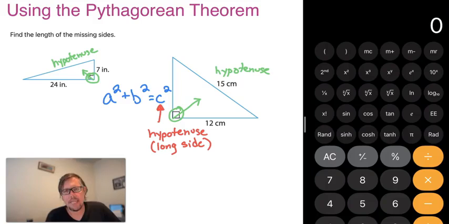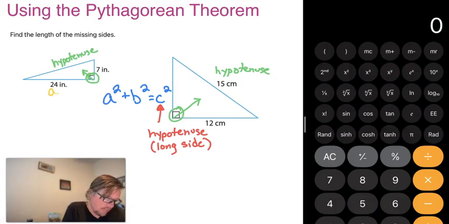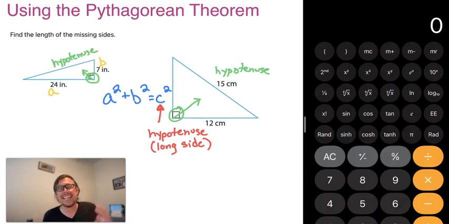As I said, a and b, it does not matter which is which. I could say that 24 is the a and 7 is the b, or vice versa. I could say that 7 is the a and 24 is the b. It really does not matter at all. We will call 24 the a and 7 the b, just because. No reason other than I just decided to. If we switched them, we'd get the same answer because since we're adding a squared and b squared, the commutative property of addition says when you add two things, the order that you add them in doesn't matter. 24 squared plus 7 squared is going to equal the same thing as 7 squared plus 24 squared.